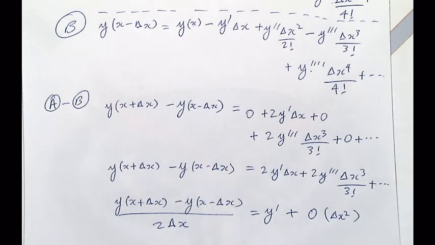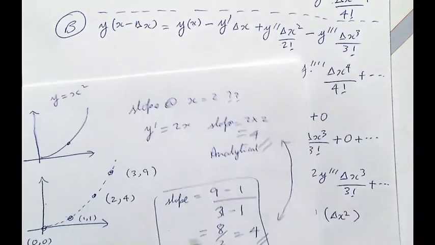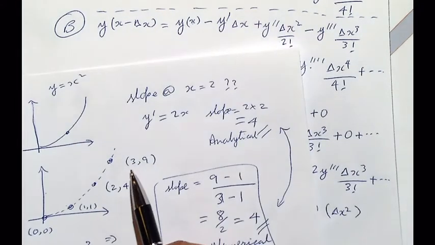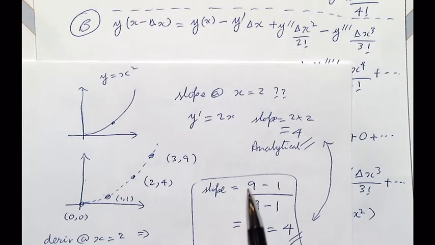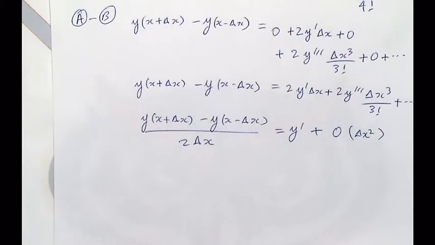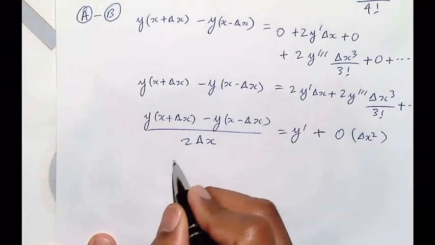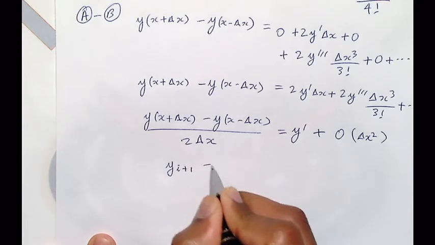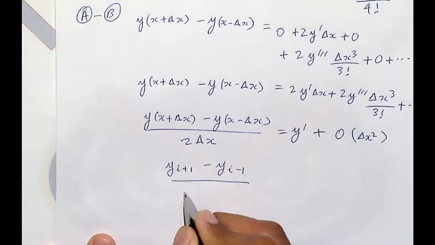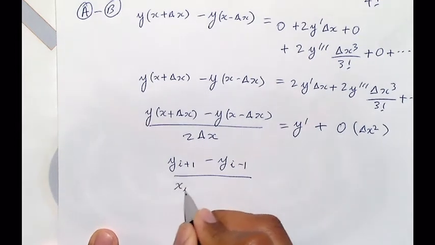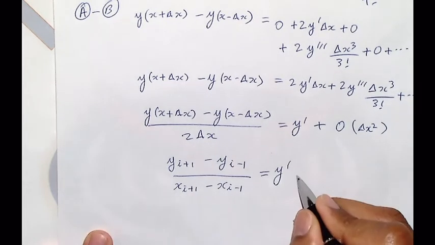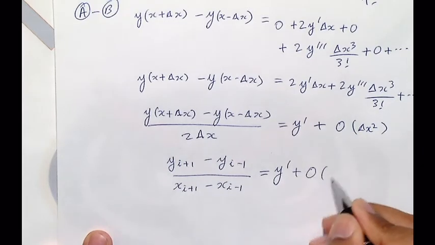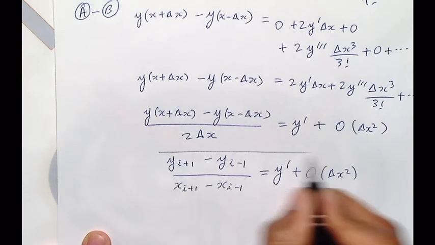Okay. So if you remember, with our numbers here, we did a 9 minus 1 over 3 minus 1, right? So that was basically going to yi plus 1 minus yi minus 1, and that's what we have recovered here. It's yi plus 1 minus yi minus 1 over 2 delta x, which I can also write as over xi plus 1 minus xi minus 1, is another estimate for the first derivative. And its order of accuracy is second order accurate.